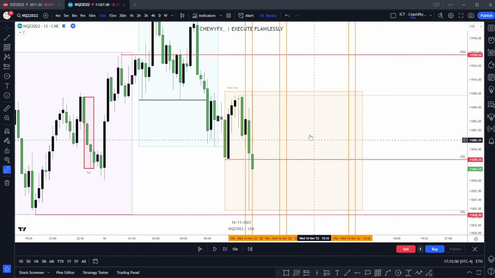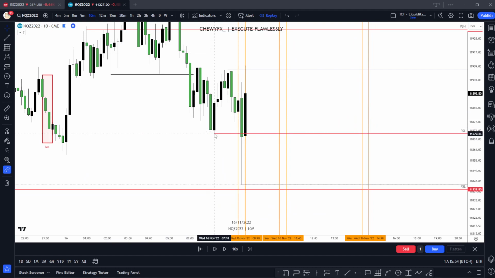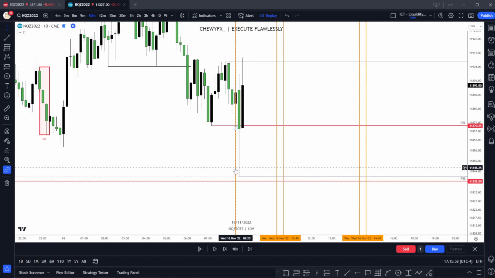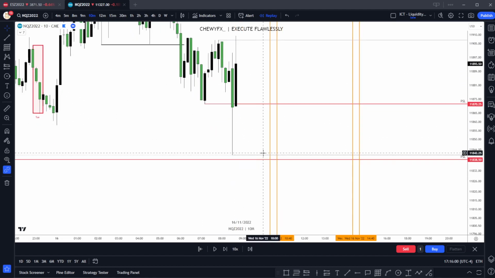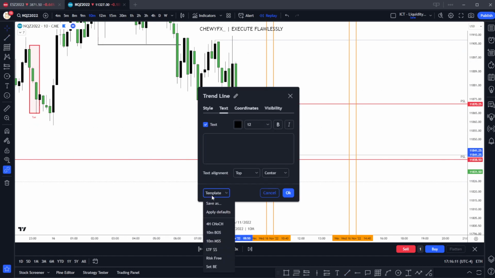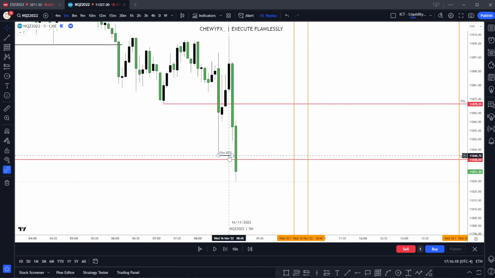Oh my god, this is just way too much. Okay, so we broke the session low. Essentially, we need a break of structure now to be looking for a sell, which would be right here, this low. Remember, we want to be looking at this on the 5-minute time frame. I apologize, I keep forgetting to do that.